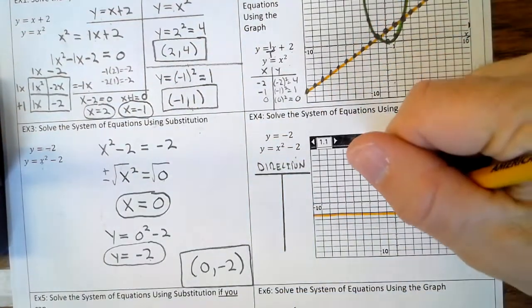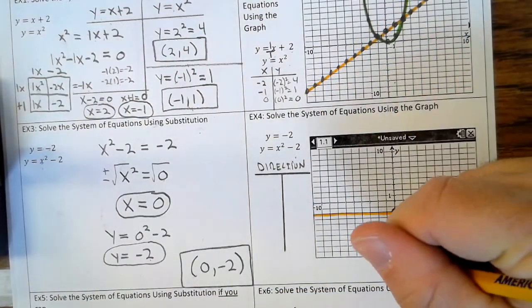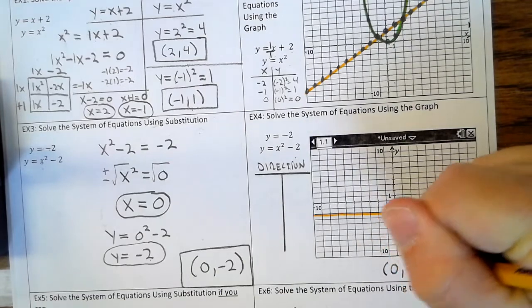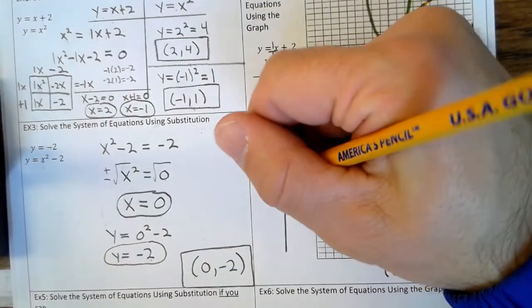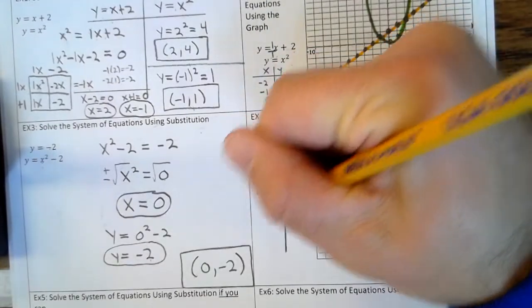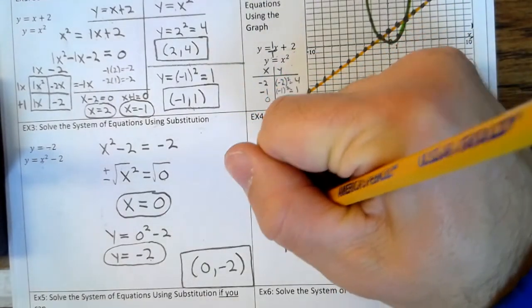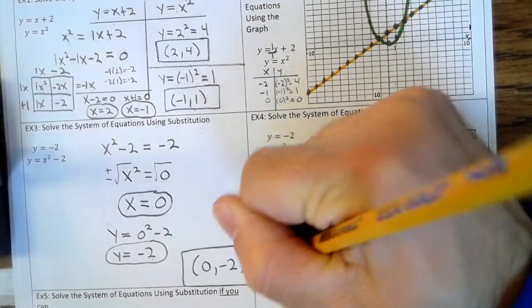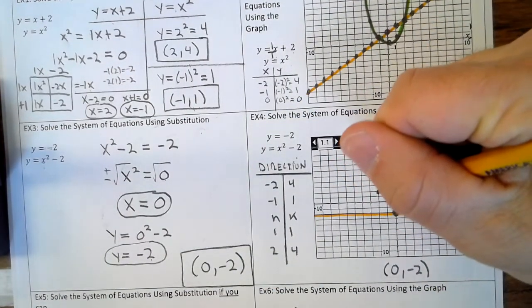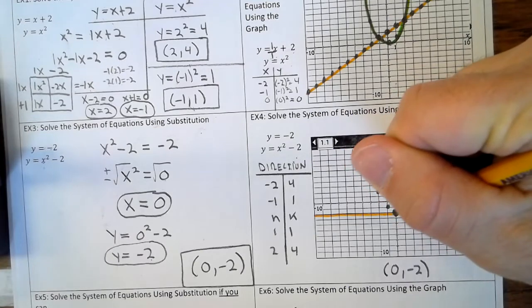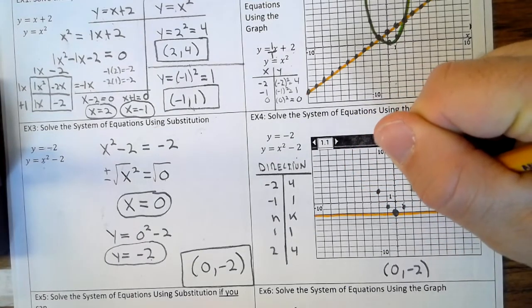Now we first move the vertex down 2. There's our point. We already found it, (0, -2). So now we just graph by direction: -2, 4, -1, 1, (h, k), 1, 1, 2, 4. So left 2, up 1, 2, 3, 4. Left 1, up 1. Right 1, up 1. Right 2, up 4.